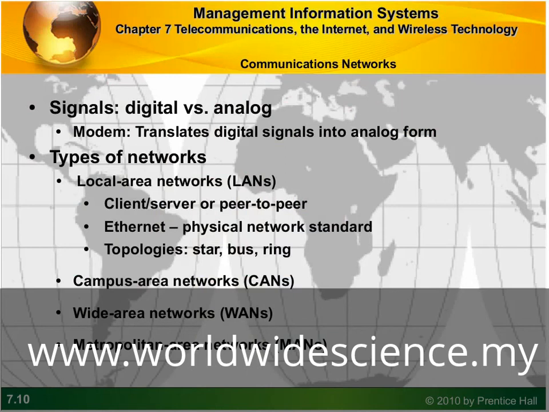So in a communication network, we need to differentiate between digital and analog signals. In computers we're using digital, but in the telephone establishment, which is already established and which we use for connecting to the internet, the signal is analog. So we use a modem. Modem stands for modulator and demodulator; it translates digital signals into analog form or the reverse.